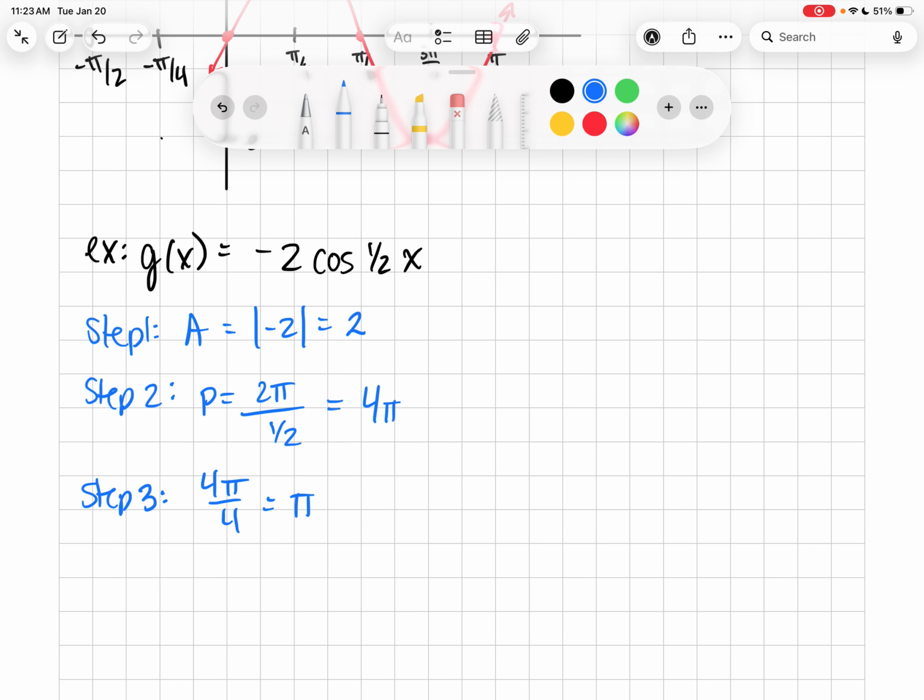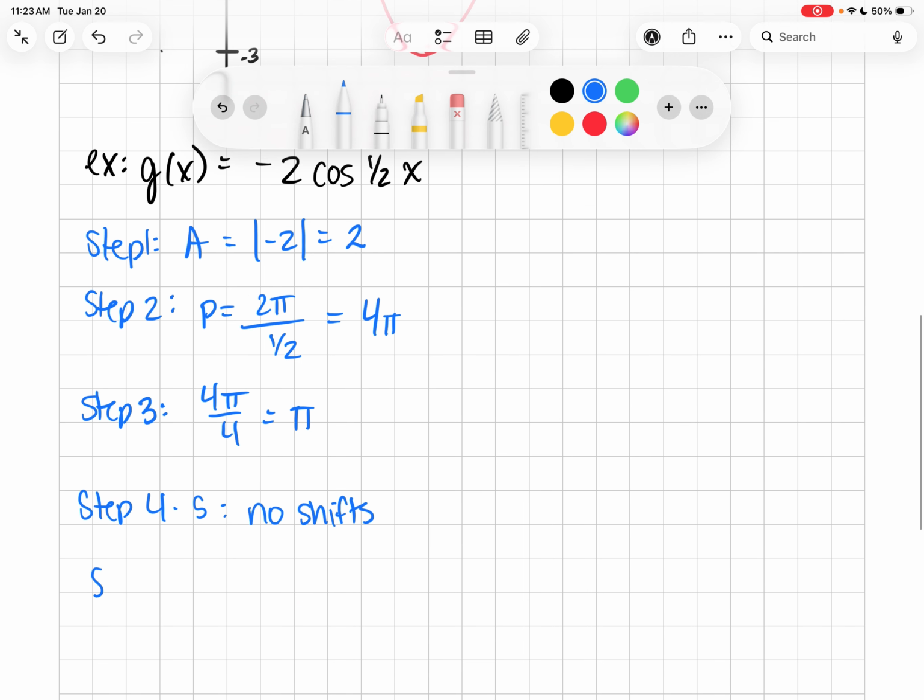And then, again, there's no shifts happening, so basically steps 4 and 5, there's no shifts. I'm not normally going to write that, but since we haven't had one yet that has that, I'm just writing it out. But this one, step 6, is reflected. So that means this one's going to be flipped upside down.